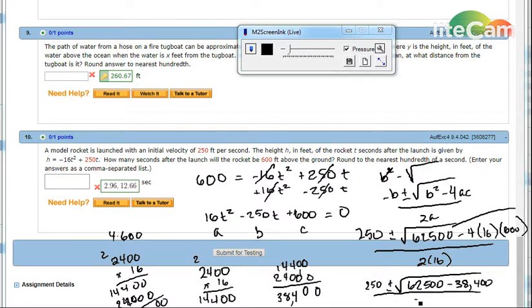All over 32. Okay, so again we're doing manual calculations here. 62,500 minus 38,400, and we are going to get 24,100. We need to take the square root of 24,100, and I am going to write this problem down and grab my calculator. So we got 250 plus or minus the square root of 24,100, all over 32.